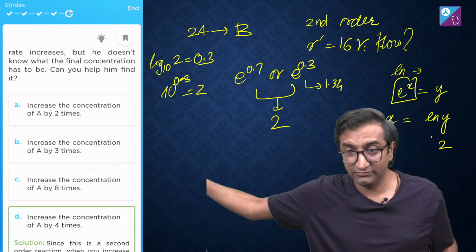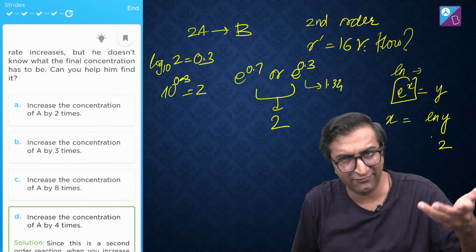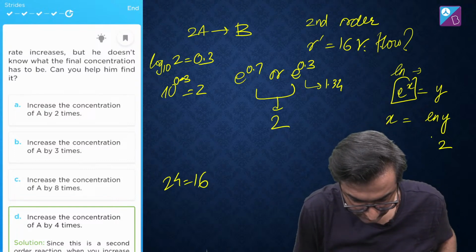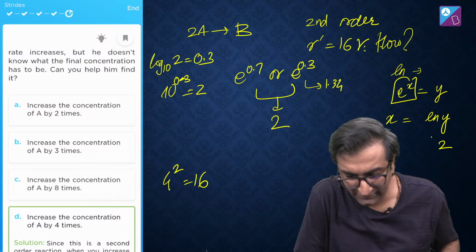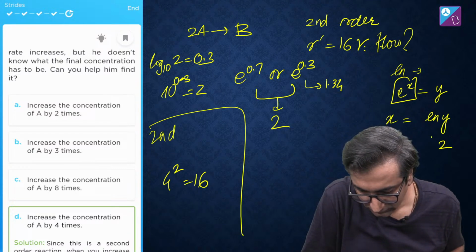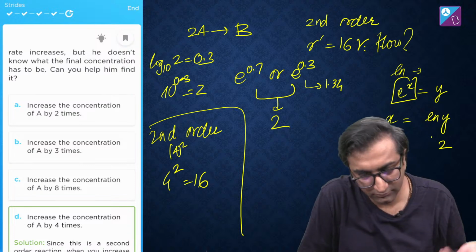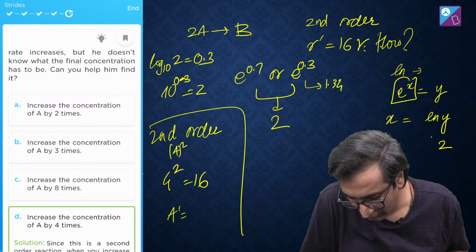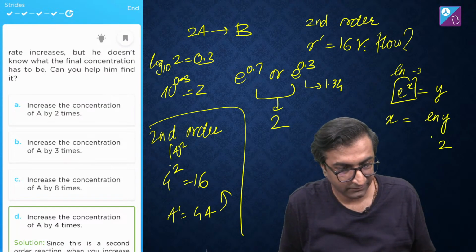खैर, this fine. इसका answer is going to be 4 times because it's 2 power 4, right? 2 power 4 is 16. Sorry, 4 power 2 is 16. You've got this to be a second order reaction, right? So it is basically a square. Put a as 4 times, a dash is equal to 4a. Then this becomes 16 times. Okay, cool. Let's go ahead.